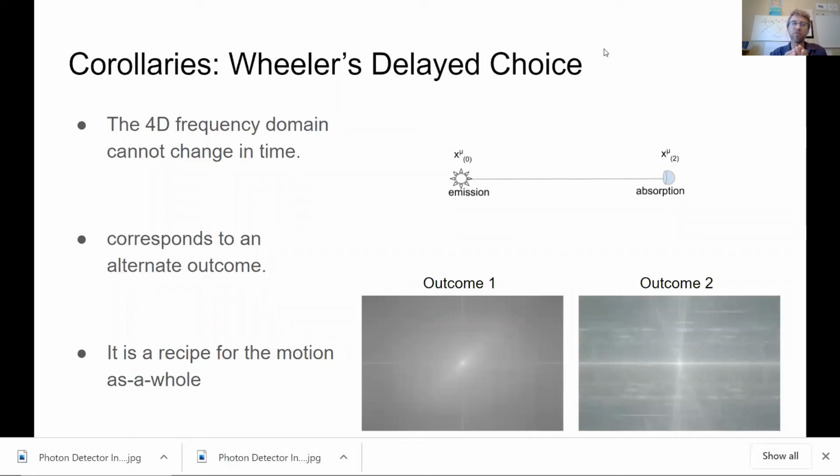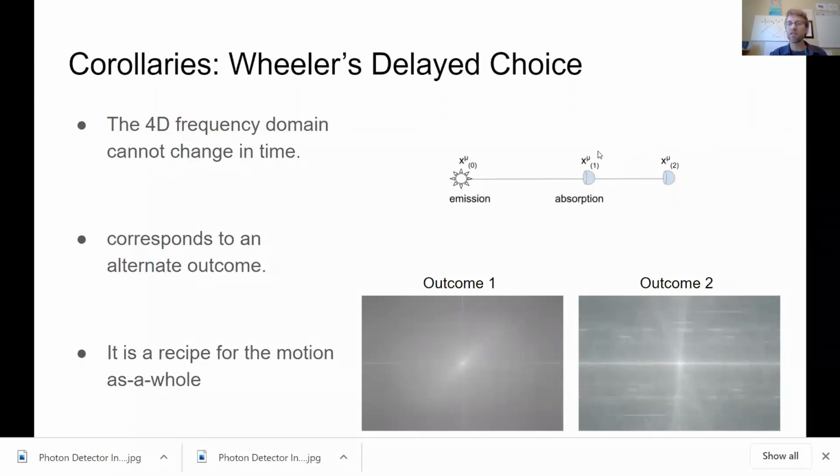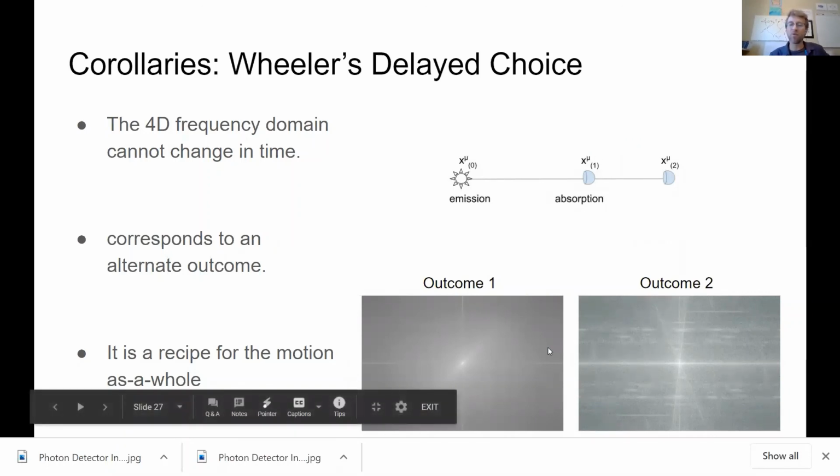Every version of the 4D frequency domain in space and time corresponds to a different, unique, entire path. Because if you change the path, for instance, if I put a detector in the middle of this path, I've suddenly changed the endpoint of the light traveling, and that corresponds to a different outcome, a different distance of travel. And that means that the entire recipe for the motion has changed. You change the endpoint of the travel, you change the entire recipe for the motion in the frequency domain. So there's more to go into about that I don't have time for, but essentially each of these is a recipe for one particular type of travel, and the travel is defined as a whole.